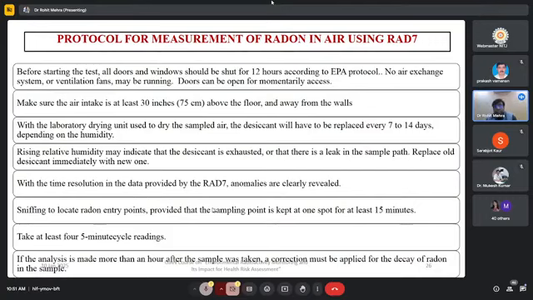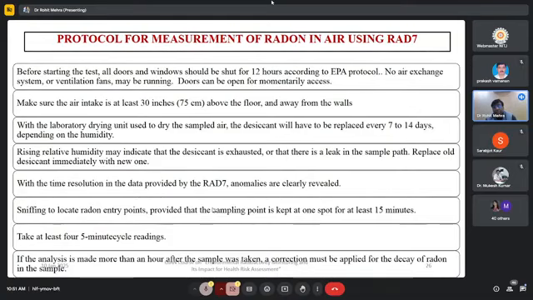Rising relative humidity may indicate that the desiccant is exhausted or that there is a leak in the sample path. So replace the old desiccant immediately with a new one. With the time resolution of the data provided by the RAD7, anomalies are clearly revealed.